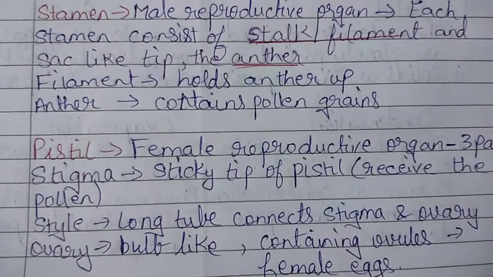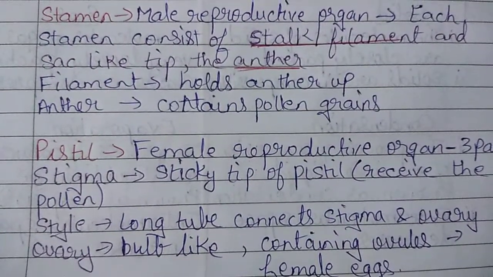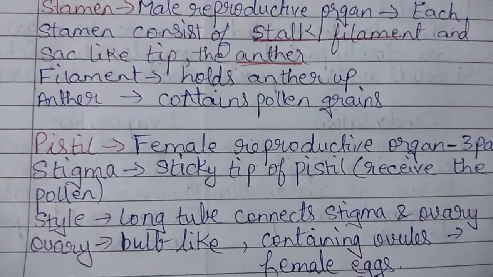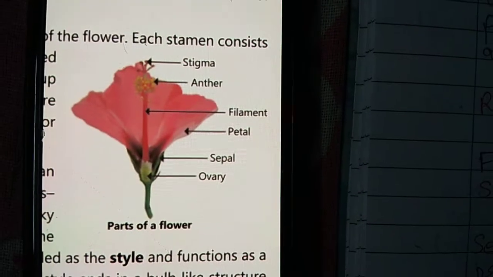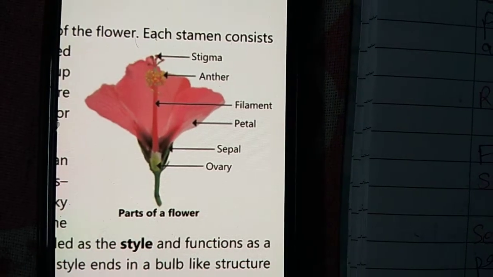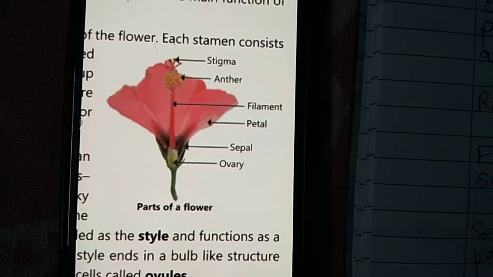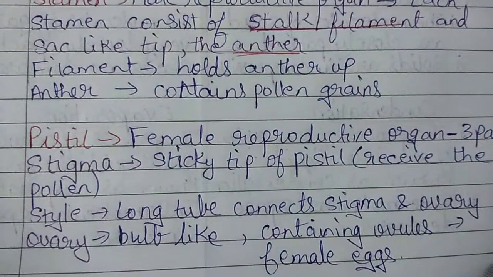So this is the ovary, which you'll find at the base. It's a bulb-like structure containing ovules, which are female eggs. Look in the figure here. Can you see the stigma there? Then the ovary, and the style, it's the long tube that connects the stigma and the ovary.